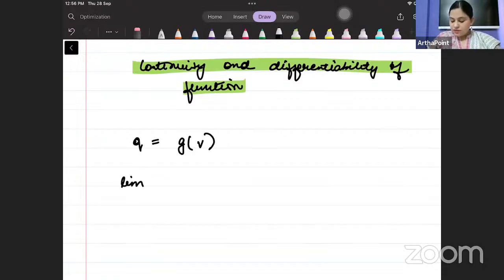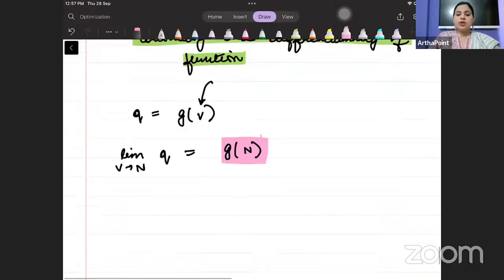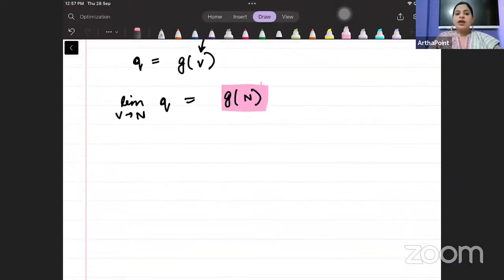So limit v tends to n, q में हम क्या करेंगे? Instead of v I will put n, so I will get g of n. ये मेरे को मिल जाता है. So it is said to be a continuous function at n when you go ahead and get this value. अगर यही value निकल के आती है, then it is said to be a continuous function. अभी समझेंगे, धीरे धीरे सब आएगा समझ में, when I will do some questions. हाँ, अच्छा, पहले कुछ definitions लिख लेते हैं, then things will seem easier.